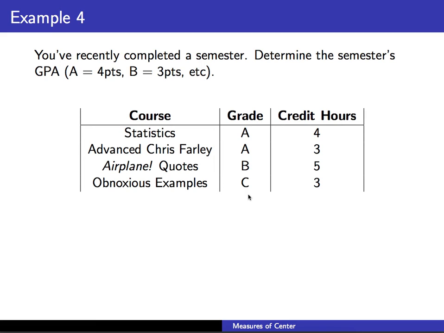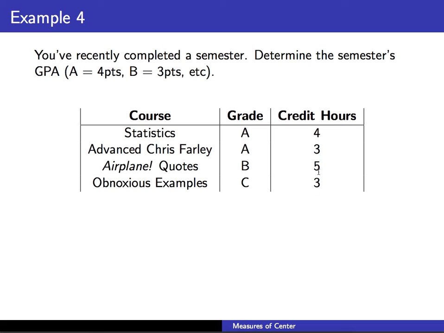So you've recently completed a semester, and you want to determine the semester's GPA. We're going to use an A is worth 4 points, a B is worth 3, all the way down to an F is worth 0. So in statistics, you got an A, awesome job. It's a 4 credit hour class. Advanced Chris Farley, may he rest in peace, you got an A, and it was a 3 credit hour class. Airplane, the movie Airplane quotes, you got a B in that.